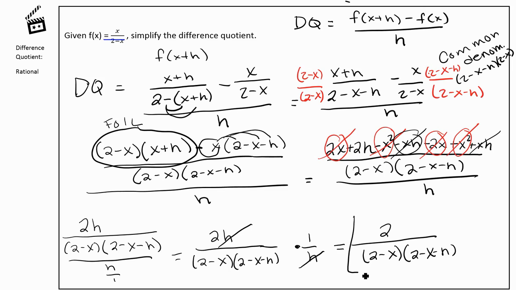And you can actually leave those exactly like they are. That's our final answer.